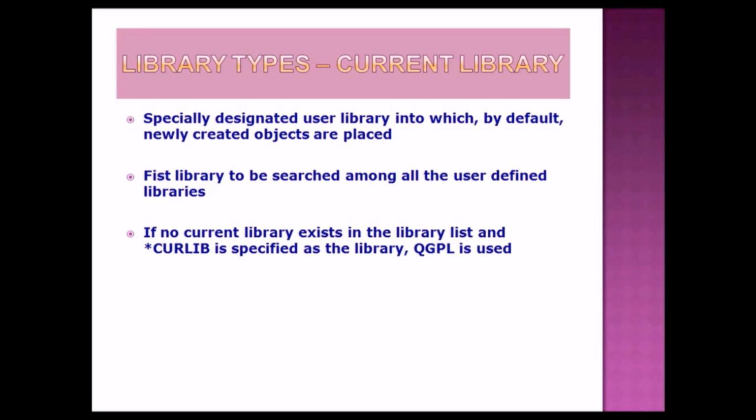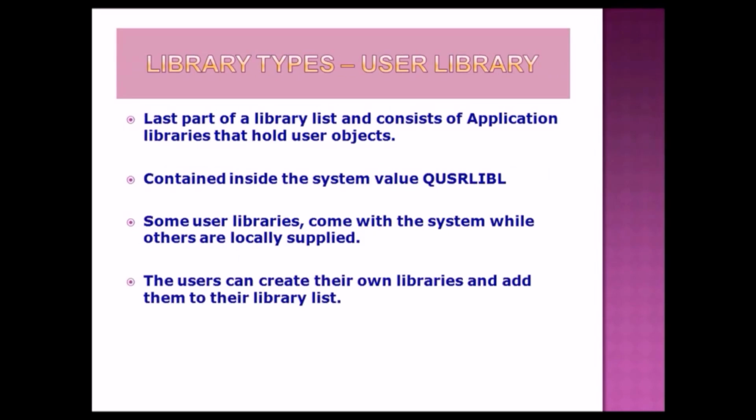Now let's move to the next library type, that is user library. It is the last portion of a library list and consists of application libraries that hold user objects. Now, what is the storing location for user libraries? Basically, the libraries that become the user part of the library list are contained under the system value that we call QUSR LIBL.